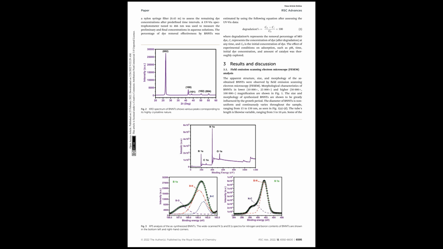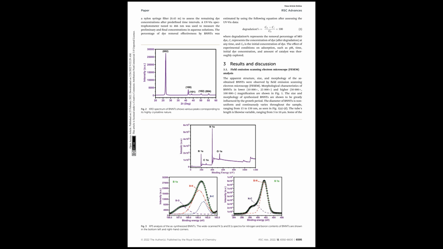So for that we perform the X-ray diffraction. Here you can see the X-ray graph, the X-ray spectrum. The X-ray spectrum gives you a sense of what the major content of the synthesized nanotube is. So it's basically boron and nitrogen with the hexagonal phase.